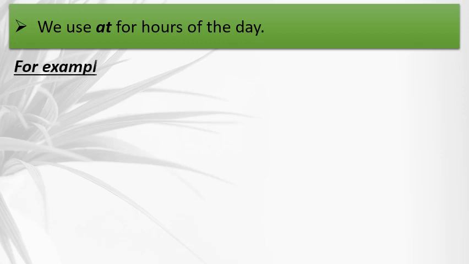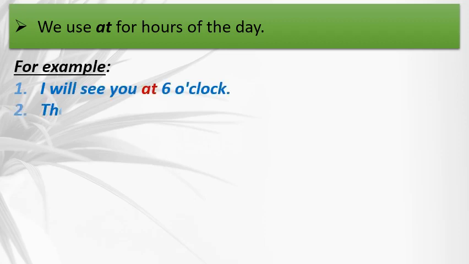We use at for hours of the day. To clarify it, let's see some examples. Number 1, I will see you at 6 o'clock. Number 2, the first bell rings at 7 a.m. So as you can see, it is used for hours of the day when we are talking about a particular hour.